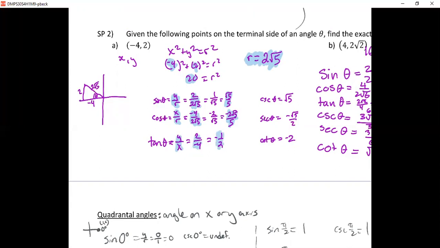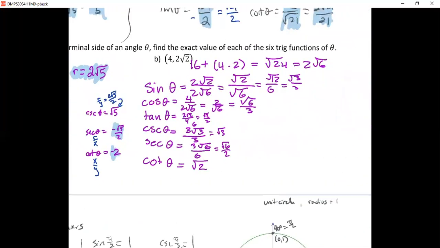Cosecant, we could reciprocate each of those individual values, or we could look at cosecant as r over y. And if this is r over y, just to show that, that is 2 square root of 5 over 2, which does reduce to square root of 5. Remember, secant is now r over x, and cotangent is still x over y. And we can find those values just by reducing.